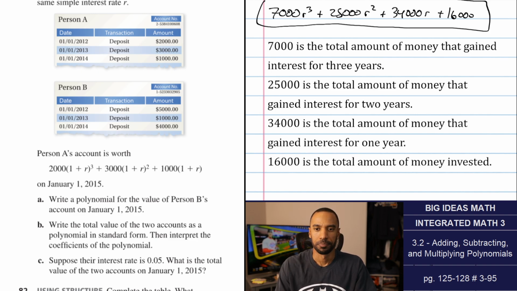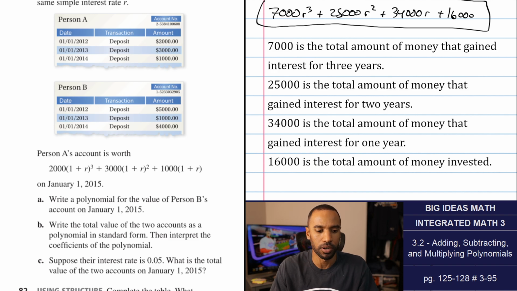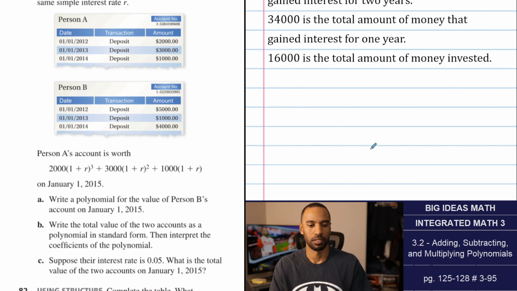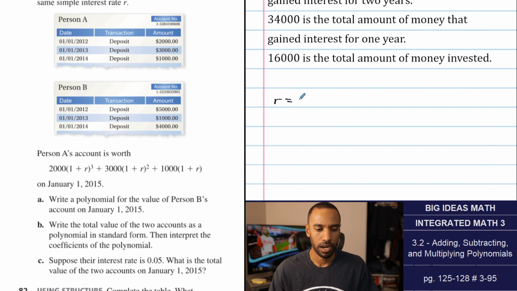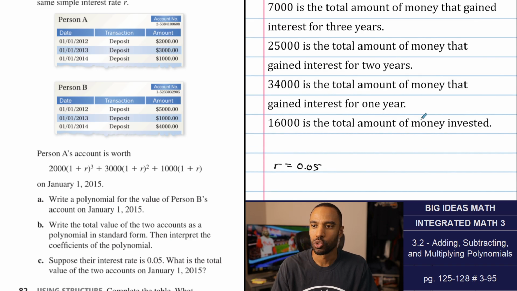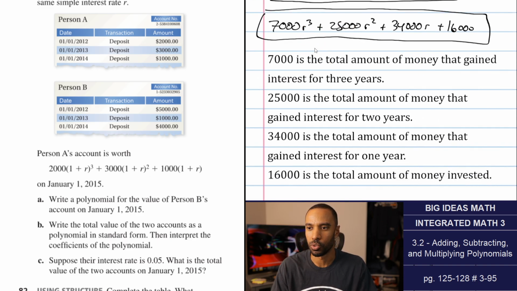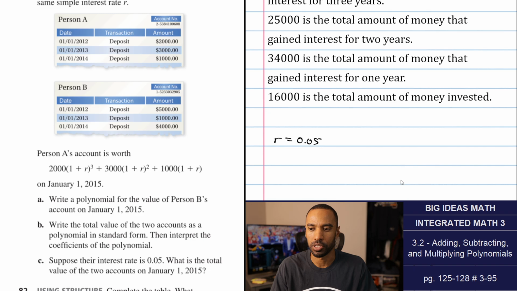Okay, there we go. Part C. Suppose their interest rate is 0.05. What is the total value of the two accounts on January 1st, 2015? Okay. R is 0.05. That's 5%, by the way. So we're just substituting now. We get to do all that. So 7,000 r cubed.